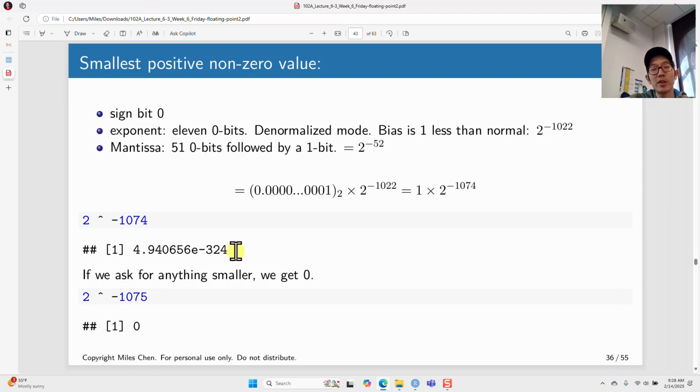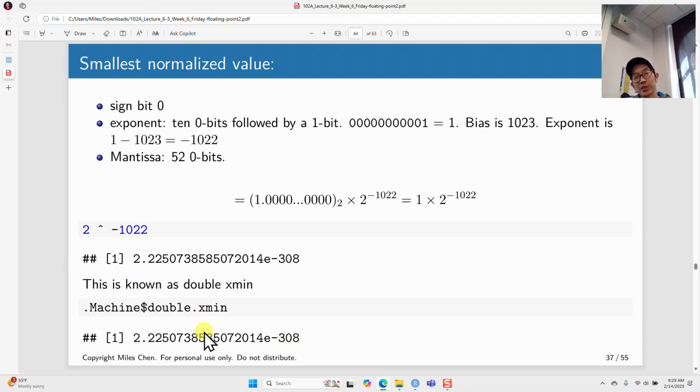Okay? And if we try to ask for anything smaller, if I say 2 to the negative 1075, R comes back and says that's 0. That's 0, right? It's obviously not. In real numbers, this is not 0. It's just a small number. But if you ask the computer, and this is any computer, not just R, because this is implemented at hardware level, if you're using double precision floating point, if you ask for this, it's going to come back and say 0.